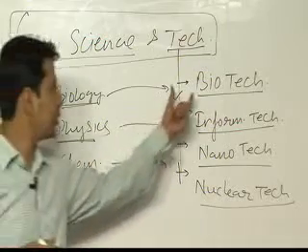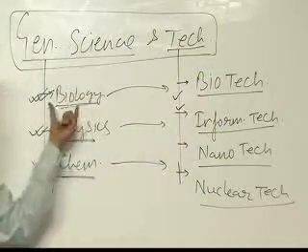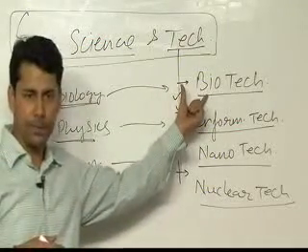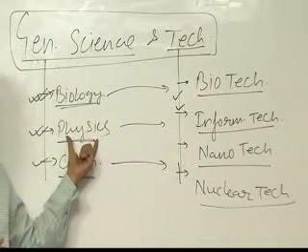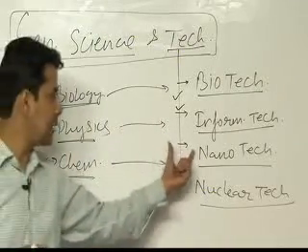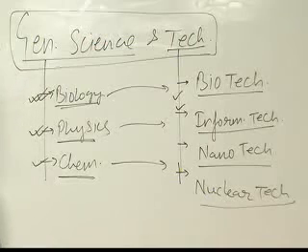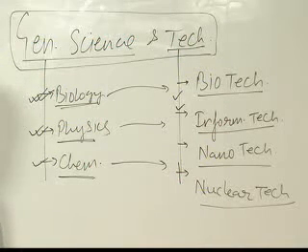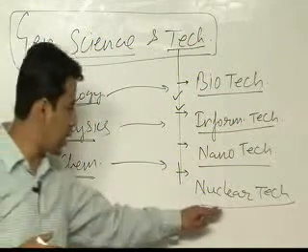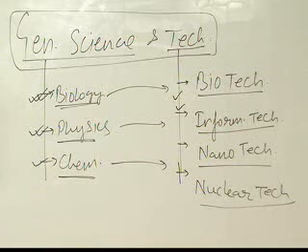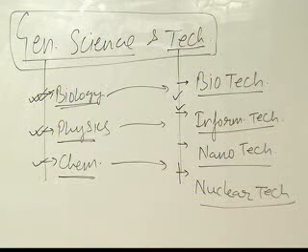Why? Because biotechnology is a direct application of biology. Information technology is nothing but the application of physical sciences. Nanotechnology is an emerging area. It is in between. Nanotechnology is based on quantum physics, and there are also many aspects of chemistry as well. And nuclear technology is required because India is gearing up to increase the nuclear power participation in its energy budget.